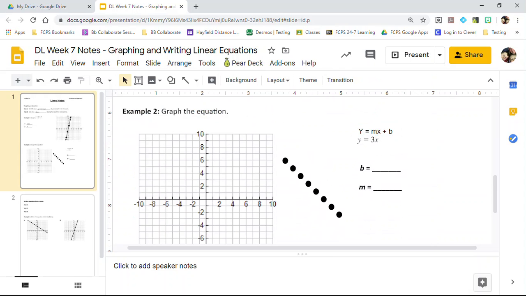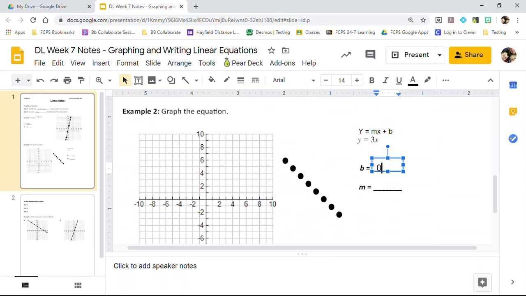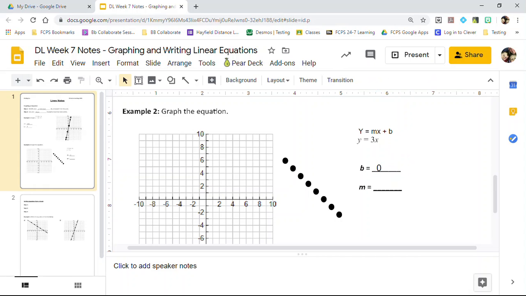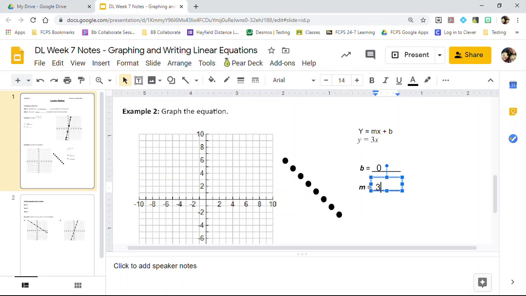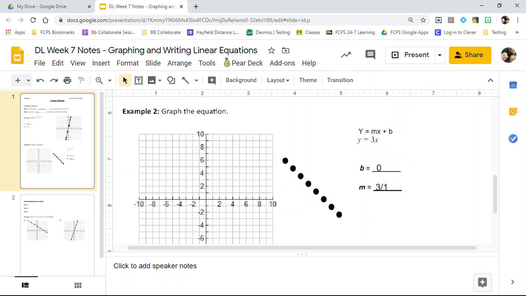This time it's asking for b first. All right, well, if we look up here, there's nothing that lines up with b. There's absolutely nothing. So we would just say that our y-intercept is 0. Our slope is a 3. And remember, we'd like to have that as a fraction, so I'm going to say 3 over 1.